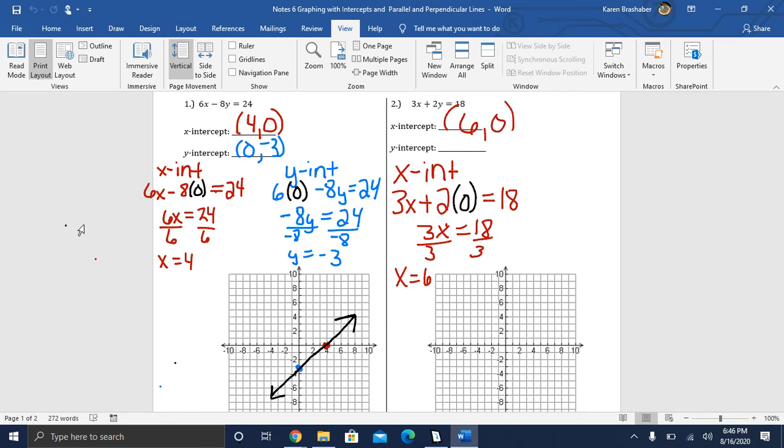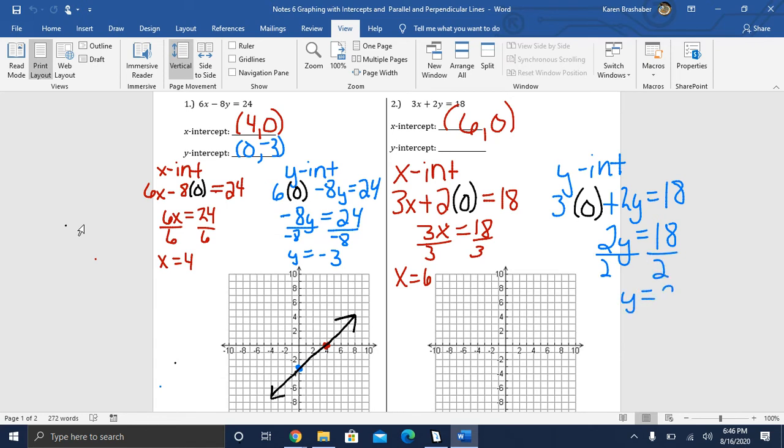We'll move on to find the y-intercept. When you do the y-intercept, you replace the x with a 0. So 3 times 0 plus 2y equals 18. 3 times 0 is 0. We can drop that term out. We have 2y equals 18. We can divide both sides by 2 and have y equals 9. Ordered pair would be 0, 9.